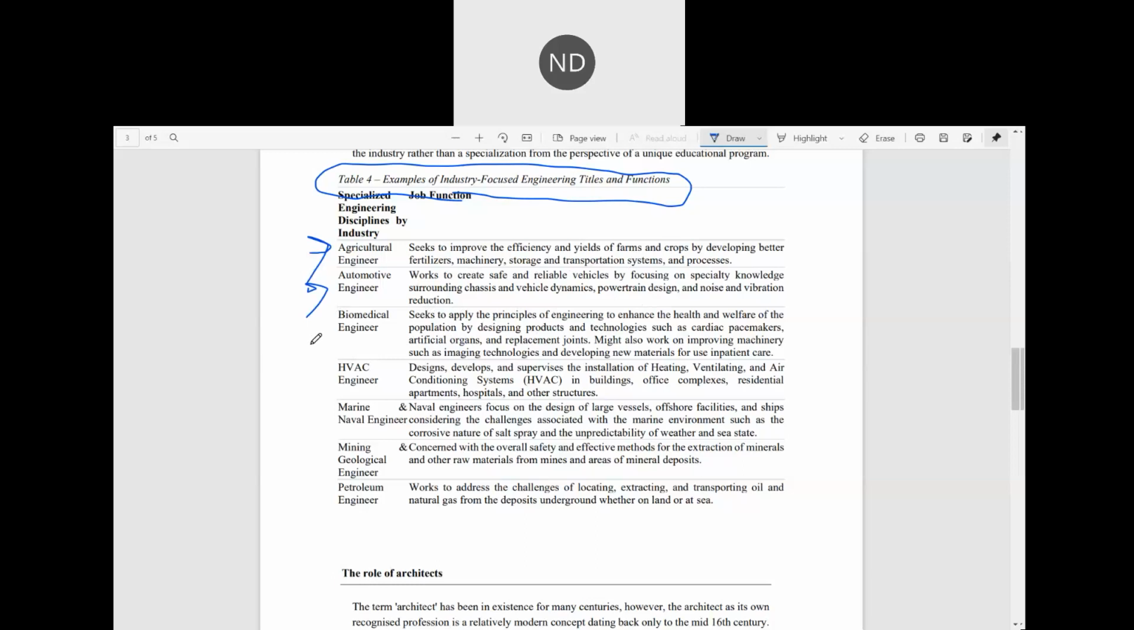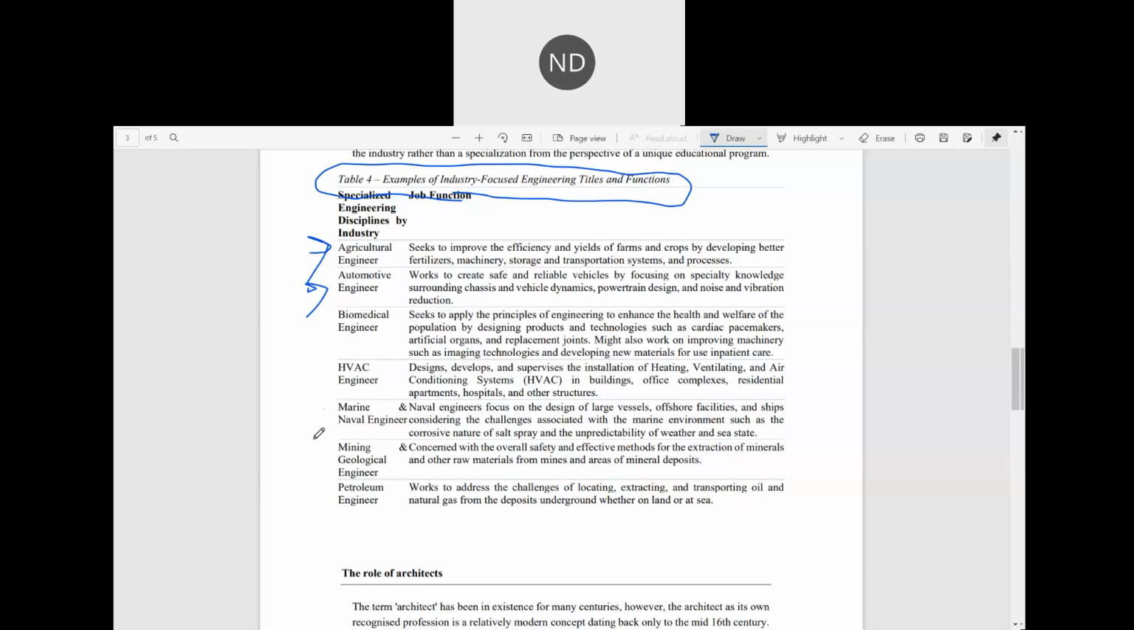Then we have the biomedical engineer. This will seek to apply the principles of engineering to biology and medicine. I think these things you can just go through. I'll share the notes with you all regarding this. Once you go through them, you can understand the job functions of various specializations in engineering.